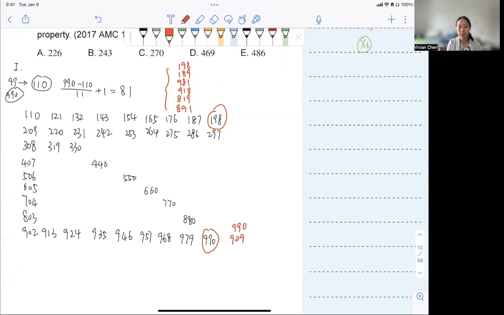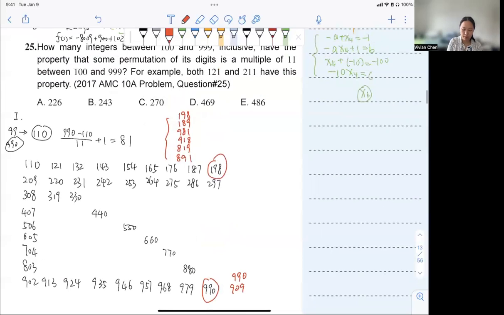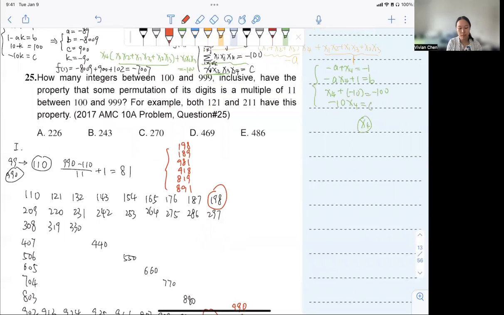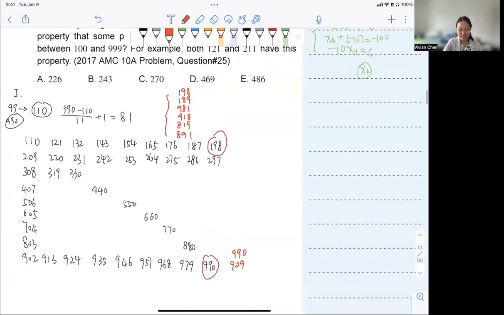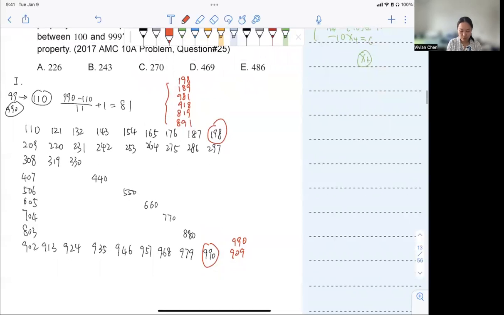And also 0 cannot be the first of the digits because it has to be over 100 here. So 99 will not count. So this is what I mean by like 198. It doesn't have any strange ones because all of the permutations satisfy, but for 990, not all of them satisfy. So now you realize that if you have 0, then probably you won't be satisfying all.